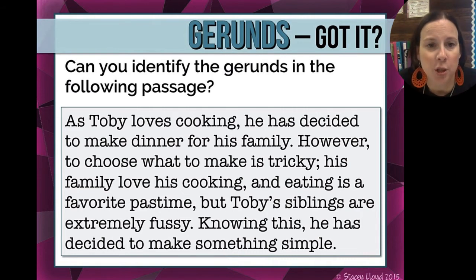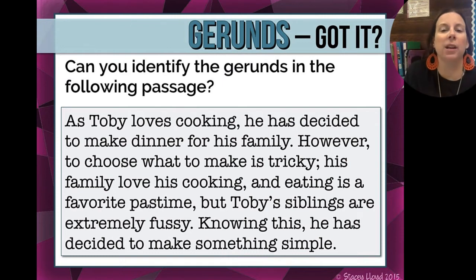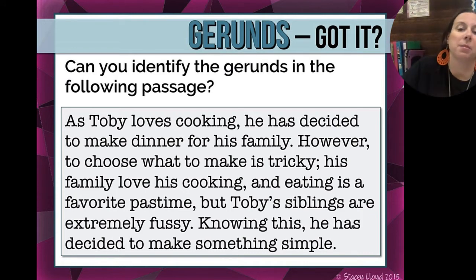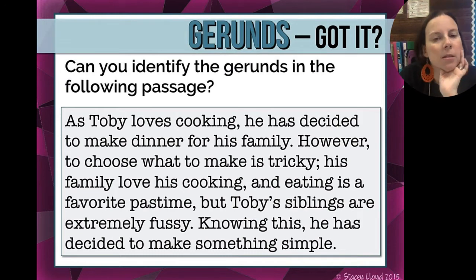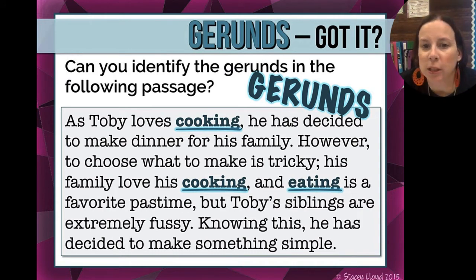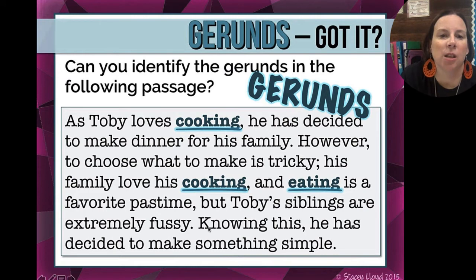Here's the passage. I want you to identify the gerunds. As Toby loves cooking, he has decided to make dinner for his family. However, to choose what to make is tricky. His family loves his cooking, and eating is a favorite pastime. But Toby's siblings are extremely fussy. Knowing this, he has decided to make something simple. Okay, so take a minute, figure out which ones are the gerunds. Here they are. Okay, now, cooking, cooking, and eating. Those are the only gerunds. So let's look.